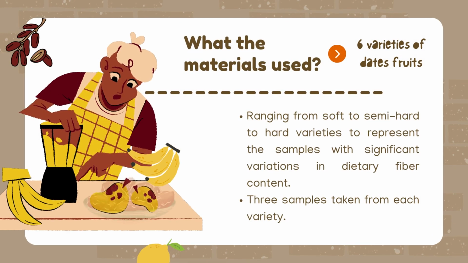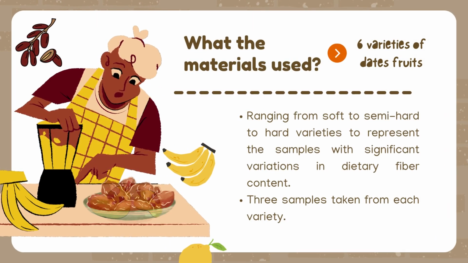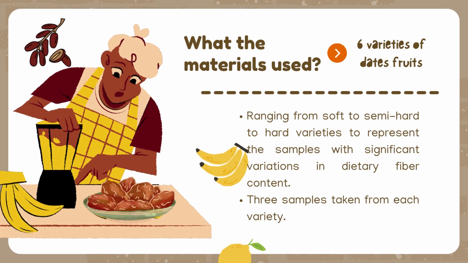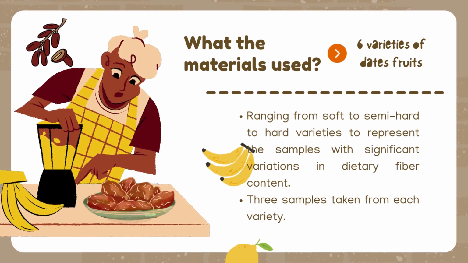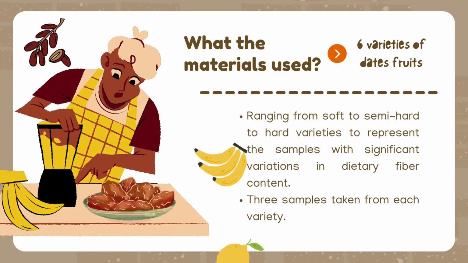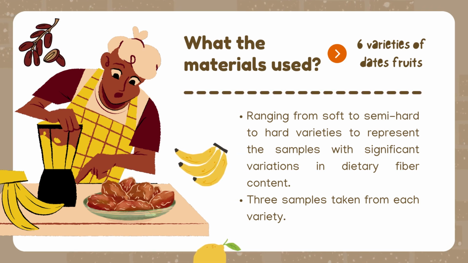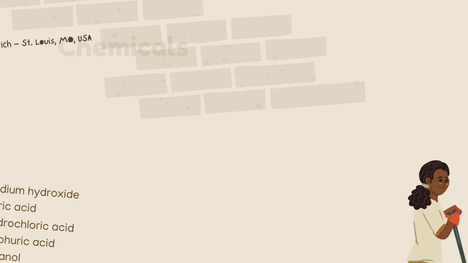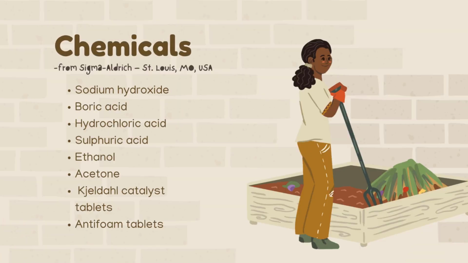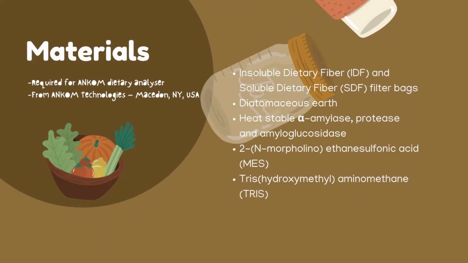In this experiment, 6 varieties of date fruits are used, ranging from soft to semi-hard to hard varieties to represent the samples with significant variations in dietary fiber content, and 3 samples were taken from each variety. These are the chemicals used in this experiment, while these are the materials used.